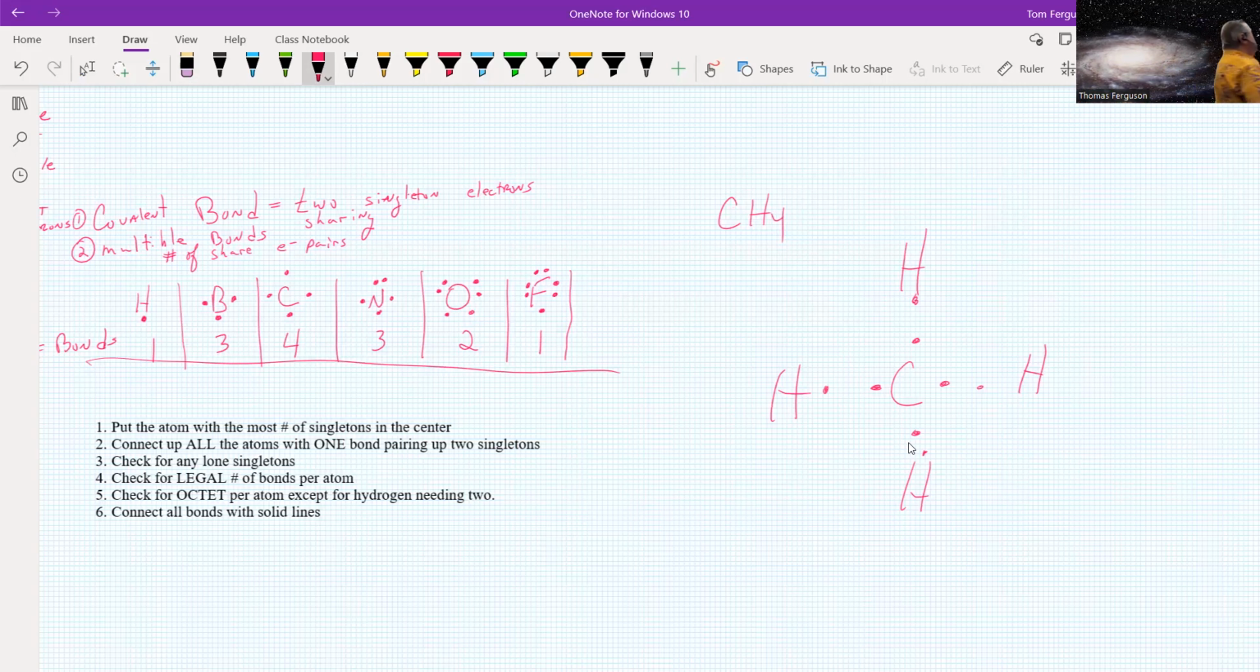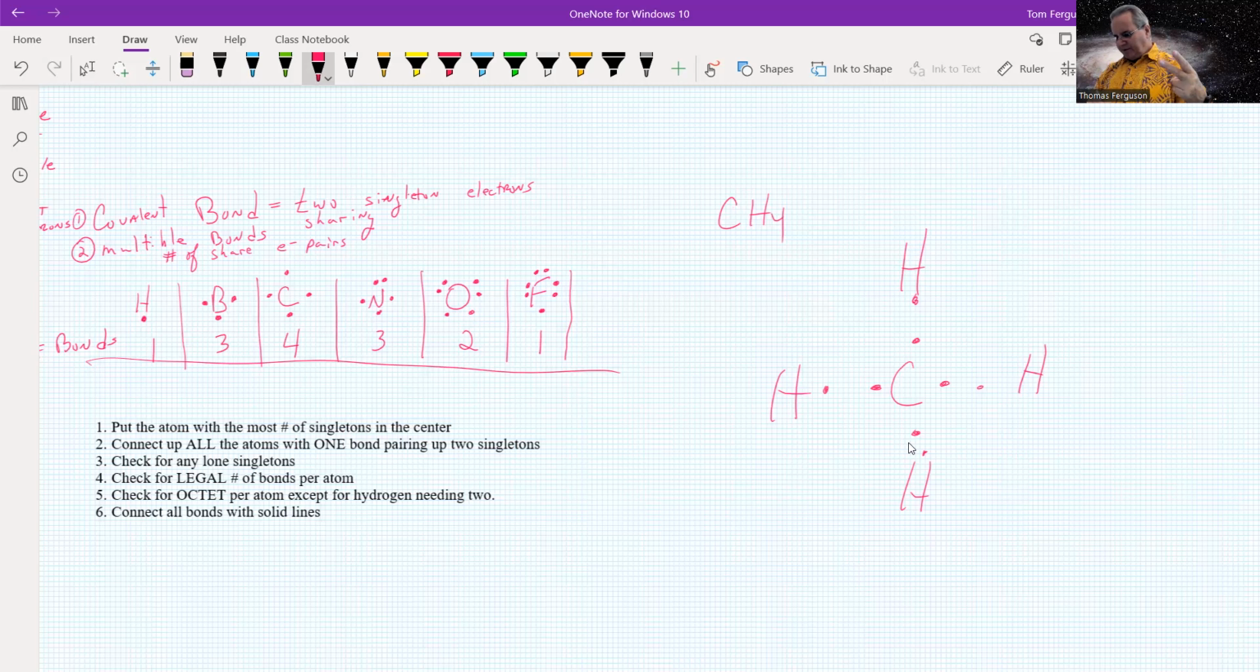Okay, so that's number one. Atom with the most singletons goes in the middle. Then everything else kind of surrounds that. Now, there are two atoms, hydrogen and fluorine, just say fluorine, not fluoride, that have only a single singleton. Those always go around the outside. They're never in the middle, unless you just have like F2 or H2. But normally those surround the center atom with all the singletons.